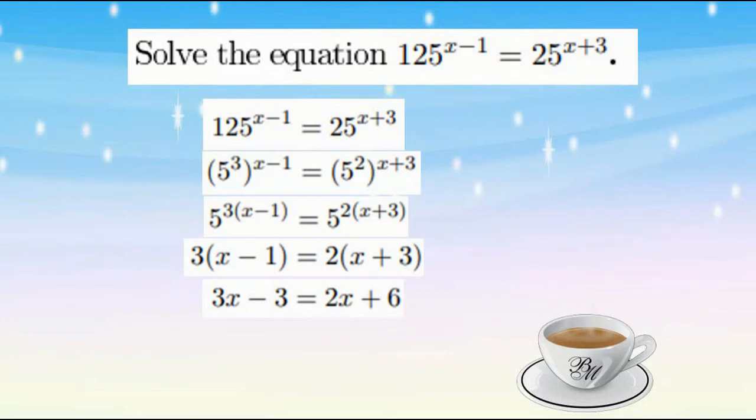Then we isolate all of the x to the left side and all of the constants to the right side. So that becomes 3x minus 2x is equal to 3 plus 6. So 3x minus 2x is x. 3 plus 6 is 9. So x is equal to 9.